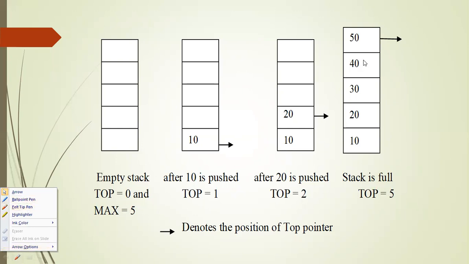In the last example, I have added 30, then 40, then finally 50, meaning all the 5 locations are used. Now which is the topmost element? 50. So in that case, top equal to 5, and max equal to 5. In the first diagram, it's called an empty stack. In the last picture, since all the 5 locations are occupied, we say that the stack is full.